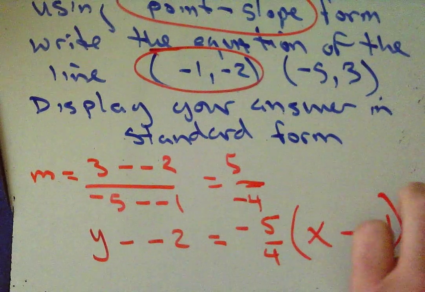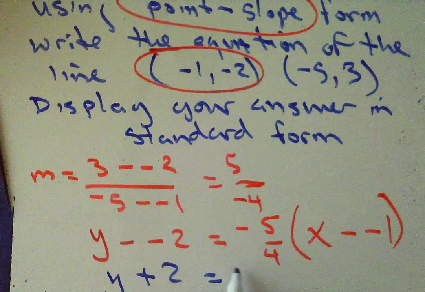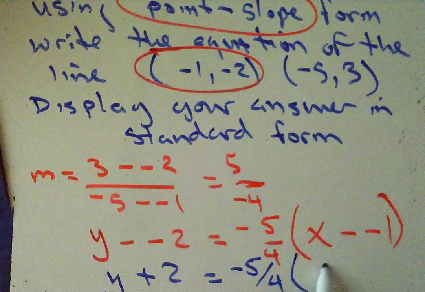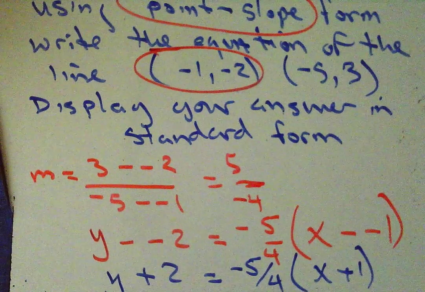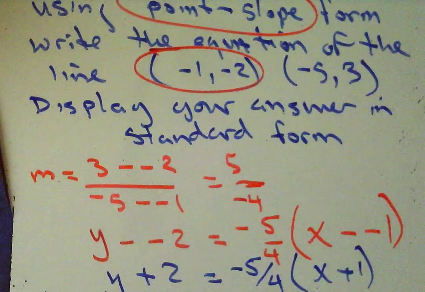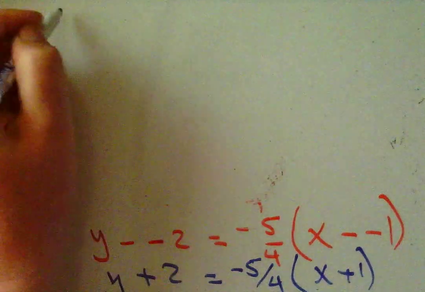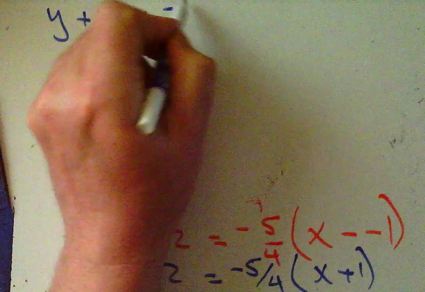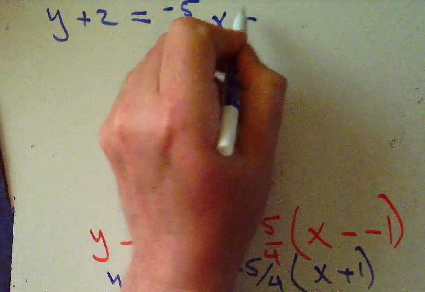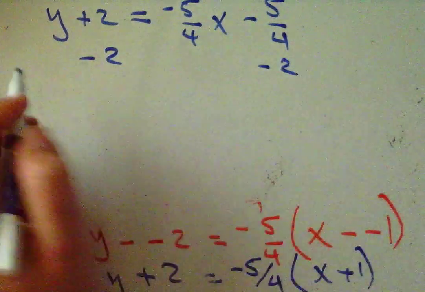Well, I think I want to tidy that up a bit. y plus 2 equals negative 5/4 times x plus 1. And that's great, but that's not yet in standard form. So let's take this a little further and move it to standard form. We've got y plus 2 equals, over here I'm going to distribute and have negative 5/4 x minus 5/4. Now I need to subtract 2 from both sides.